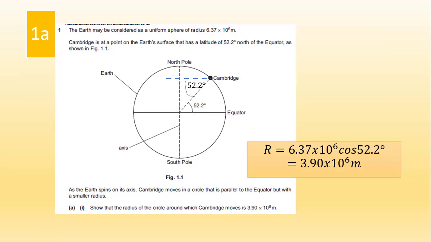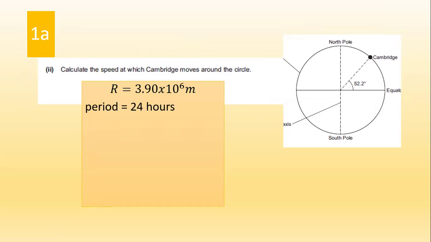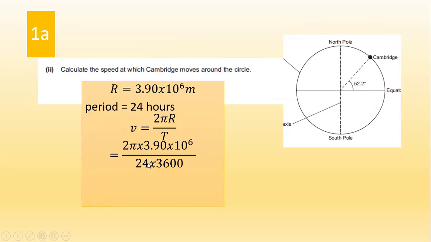Okay, now anything not clear? Calculate the speed at which Cambridge moves in the circle. So that is how we calculate our R. Period is 24 hours. Same period, same omega. V is 2 pi R over T. Right? This is the circumference over a period, time. Distance divided by time. Right? Put in your value and calculate out. Okay, anything that I need to explain further?